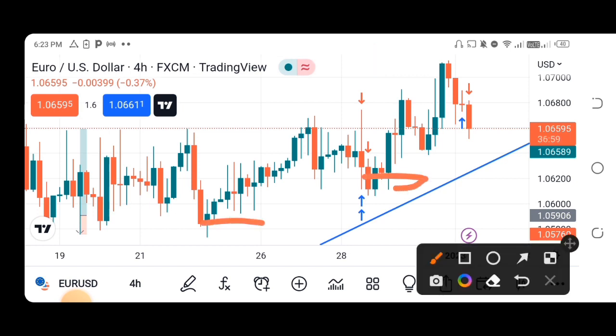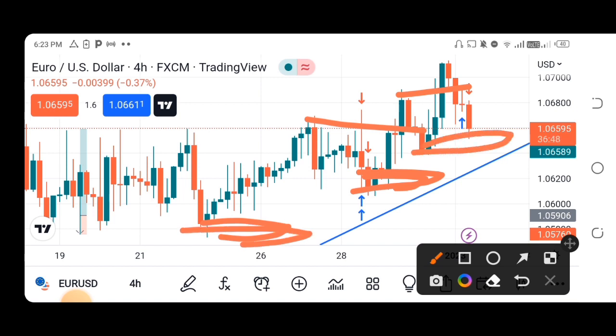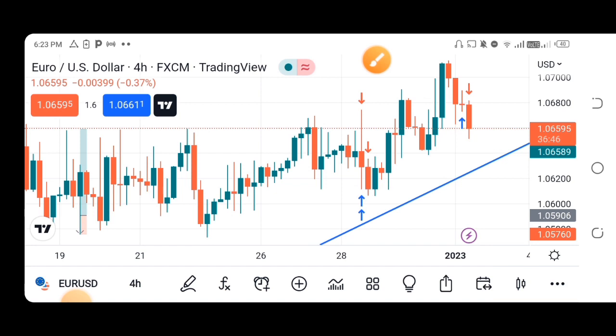See this low. It's only the highs that are getting invalid. But as you can see, the lows are still strong. So all you have to do is write it down. 4 hour, we are bullish in 4 hour.